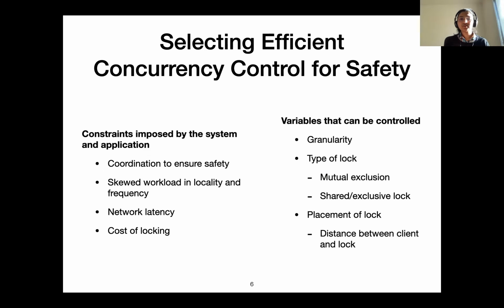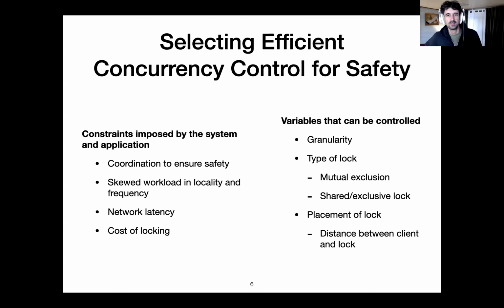So the constraints imposed upon us are mainly, the first thing is coordination, which is needed to ensure safety, which we get from the formal reasoning. The second is the dynamic characteristics of the application, namely the workload characteristics. The system constraint, which is basically the network latency. We saw that the system is distributed across the globe, so there will be a definite latency between different replicas, and also the implicit cost of locking. So we will go through it one by one.